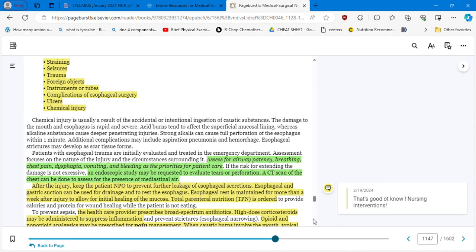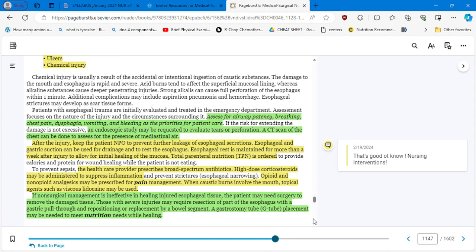You have to assess for airway patency, breathing, chest pain, dysphagia, vomiting, and bleeding as the priorities for patient care. An endoscopic study may be requested to evaluate tears or perforation. A CT scan of the chest can be done to assess for the presence of mediastinal air. And what I'm going to read right now in yellow is good to know.